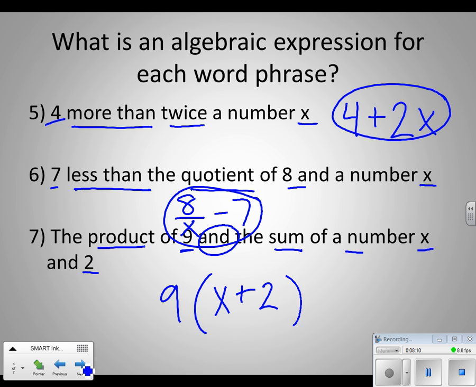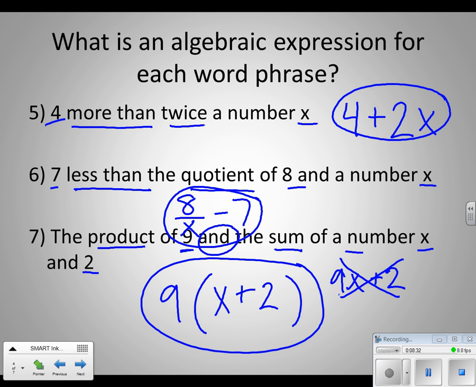Now here we have to put parentheses because we're multiplying the 9 to the whole total, x plus 2. So it's important you have the parentheses there because if you just wrote 9x plus 2, you're not multiplying that 9 to the 2 here. So that is not going to work for writing this algebraic expression. You have to put the parentheses there since you're multiplying the whole sum by 9.